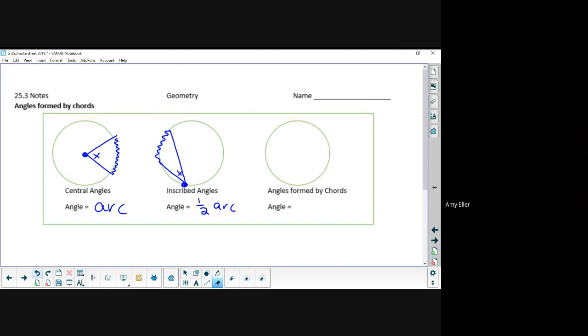Pick up your pencil, draw any chord you want. Now draw another chord. The only stipulation is they have to touch. Pick one of the four angles formed and put an X. That angle measurement is going to follow this formula. That angle is going to be half arc A plus arc B.